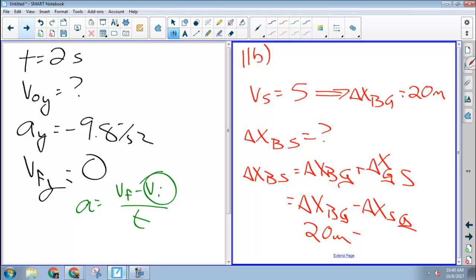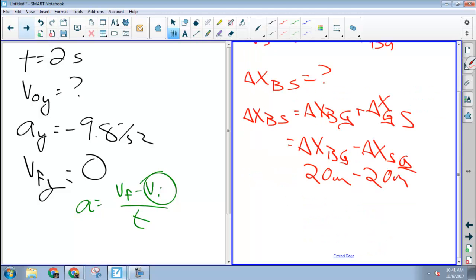How far will the sled go is what I'm doing a rotten job of asking. How long is the ball in the air for? 4 seconds. And if the velocity of the sled is 5, it's going to go 20 meters. What's 20 minus 20? 0. So that means the ball is going to land right back on the sled.